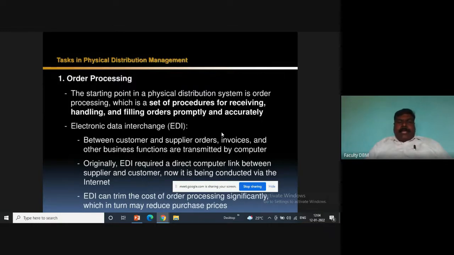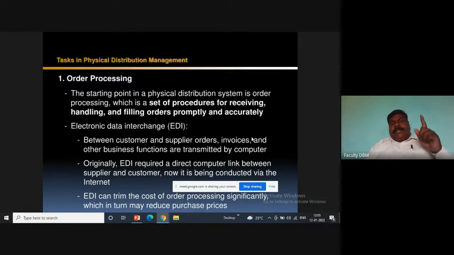Electronic data interchange between the customer and supplier: orders, invoices, and other business functions are transmitted by the computer. So, we are going to take the help of technology because of the drastic innovations we have got in technology, and relational database management systems have come into power. Artificial intelligence has come, Internet of Things are going on, and blockchain technology has come. So, in our retail management, we will be using so many technological products and innovations in order to make the processing faster.